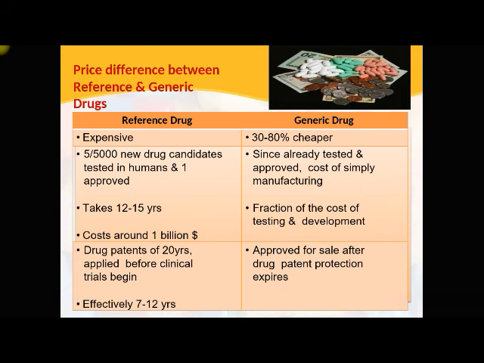Okay, so next, in case of reference drug, the drug patents of 20 years are applied before the clinical trials begin. In case of generic drug, they are approved for sale after drug patent protection expires. So the reference drug is protected for 20 years. In 20 years, they can make money and recover the expenditure which they have incurred for the research and development of the drug.